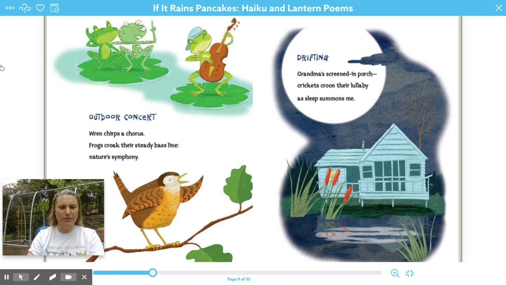Outdoor concert. Wren chirps a chorus. Frogs croak their steady bass line. Nature's symphony. And I think that you can probably hear a little bit of nature's symphony out here. There are definitely some birds singing in the yard. Drifting.